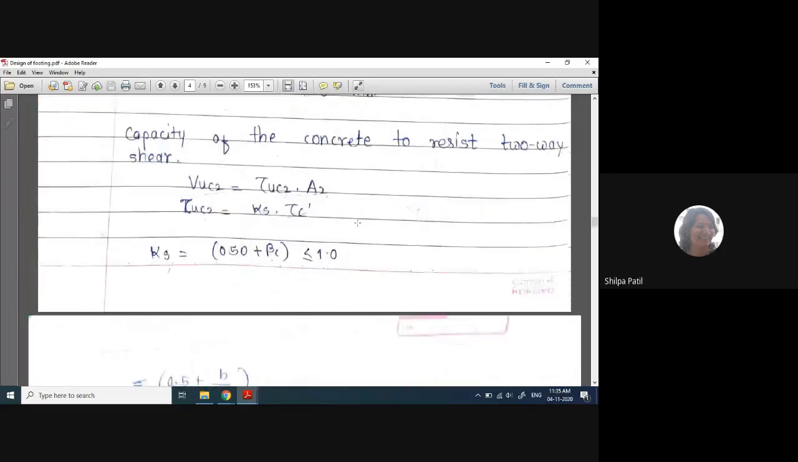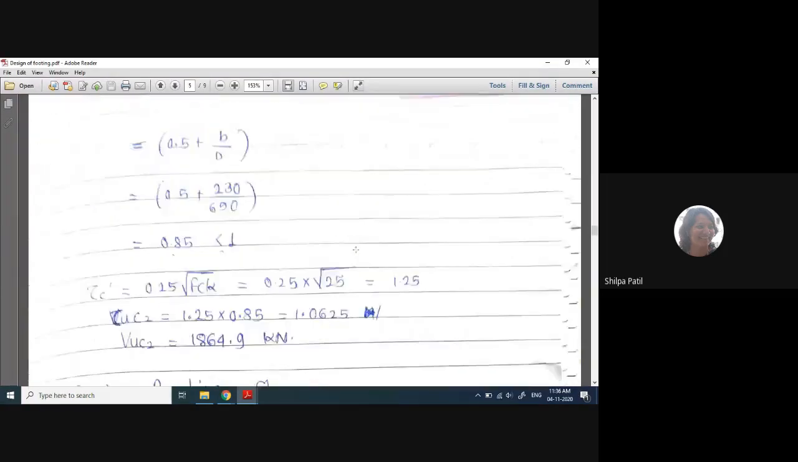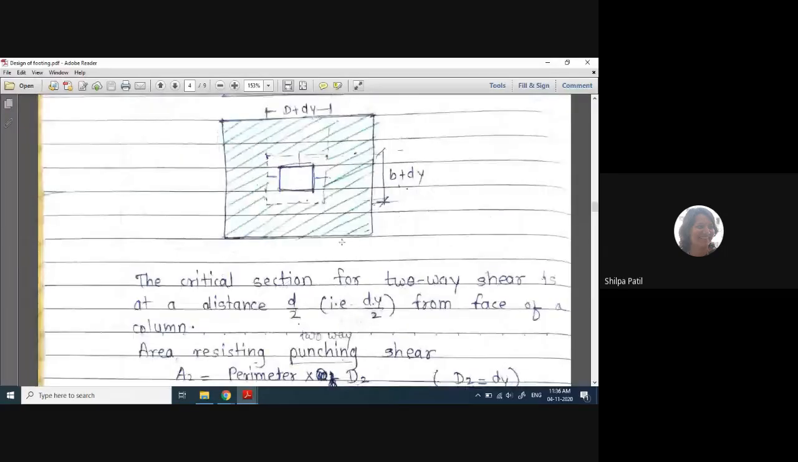So VUD2 is WU into shaded area. Now, how to find out the shaded area? I know the total area of the footing. So LF into BF will give me the area of the footing, minus this area.